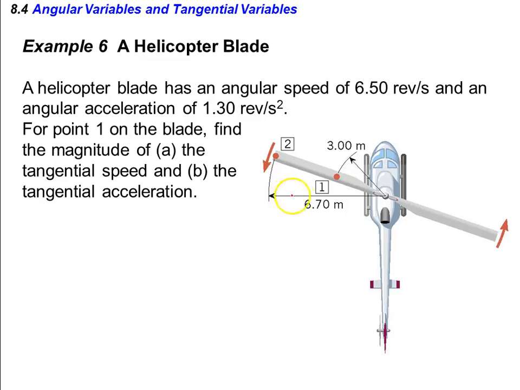So if we have a helicopter blade that has an angular speed of 6.5 revolutions per second and an angular acceleration of 1.3 revolutions per second squared, there's point 1, which is 3 meters away from the center, and point 2, which is 6.7 meters away from the center. And we want to find the magnitude of the tangential speed and the tangential acceleration.